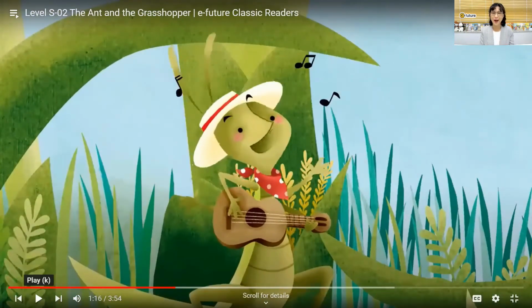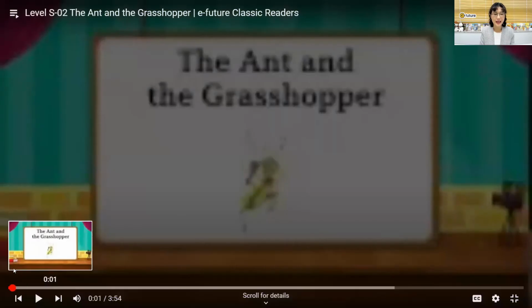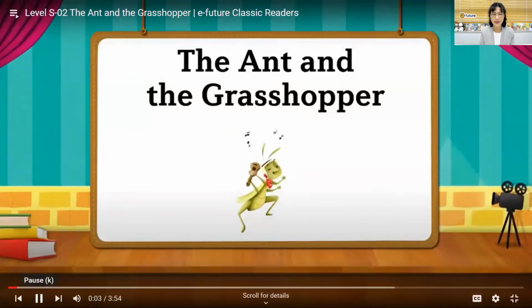Okay, now we'll have to stop there, but let's try visualizing the story. I'll play this again, but this time, can you close your eyes? Close your eyes and listen to the story again, and try to imagine. See if you can draw the picture in your head. See if you can actually see the grasshopper and the ant. You can see if you can see the grasshopper singing and jumping up and down. So try to imagine in your head just by listening to the story. Okay, let's try this. Now, can you close your eyes and listen and imagine?